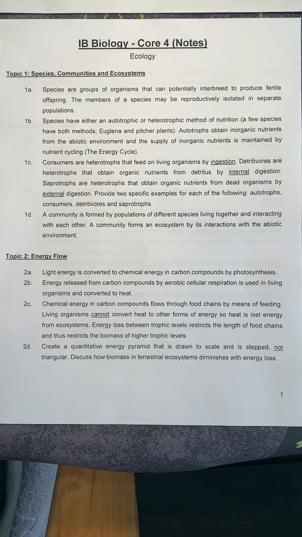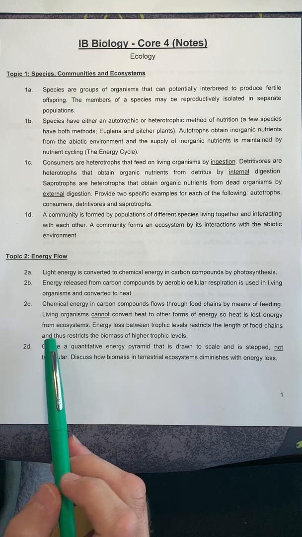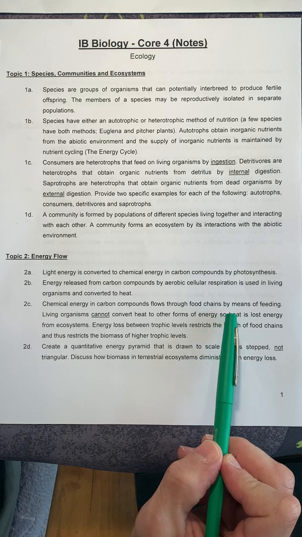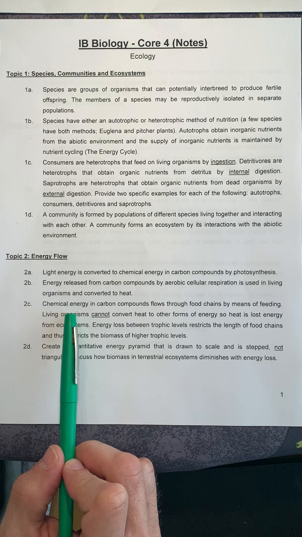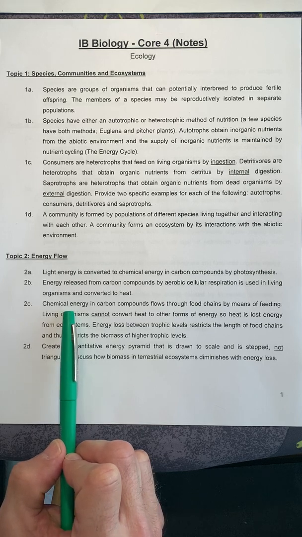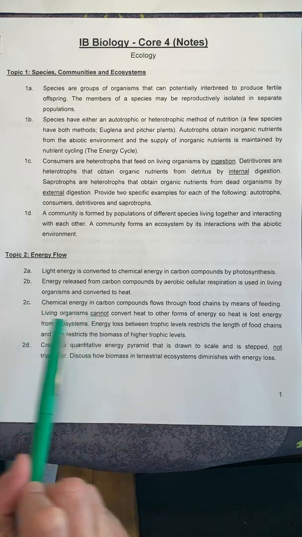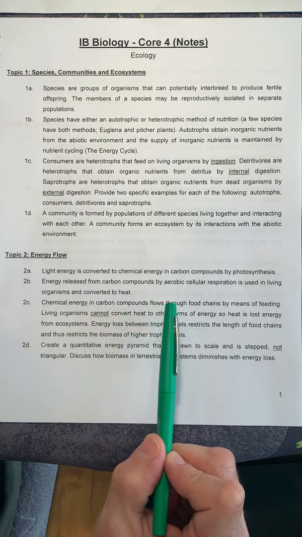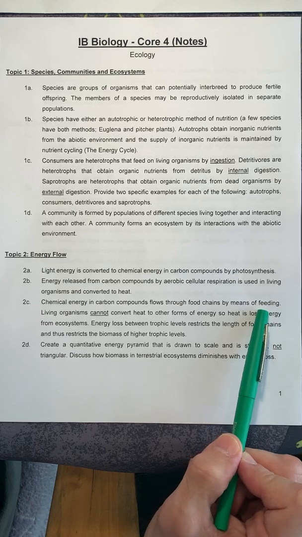Hello again, everyone. So we're going to wrap up topic 2 about energy flow here. Question 2C says chemical energy in carbon compounds flows through food chains by means of feeding. When they say chemical energy in carbon compounds, what they're really talking about are high energy electrons. Again, that's why we're talking about electrons. So you could also see this as saying high energy electrons in carbon compounds flow through the food chain by means of feeding. This is why we eat. We eat for high energy electrons.